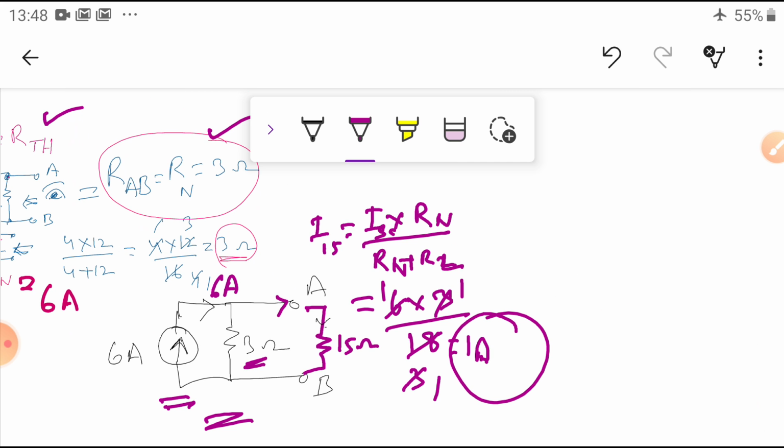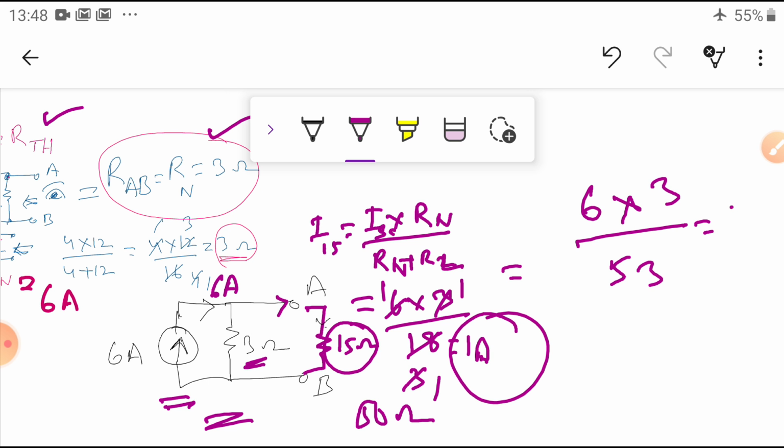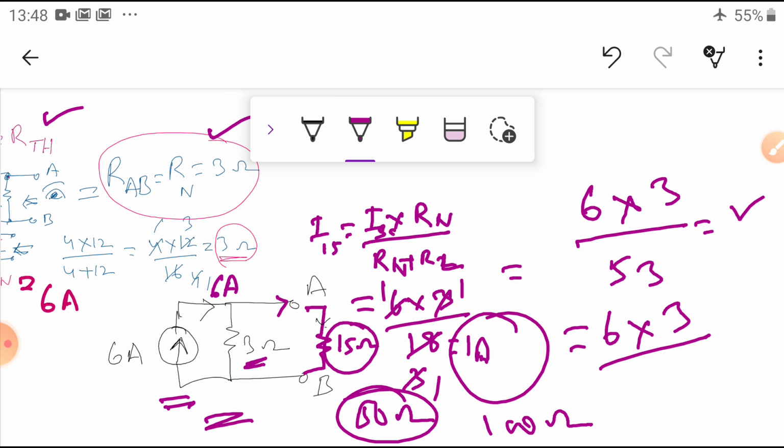Suppose I want to connect 50 ohms instead of 15 ohms. Then simply connect 50 and calculate the current. If you connect the 50 ohms, what is the value? 6 into 3 divided by 50 plus 3, that is 53. Then this is the current. Suppose instead of 50, I want to know for 100 ohms. Then simply 6 into 3 divided by 100 plus 3. What is 100 plus 3?